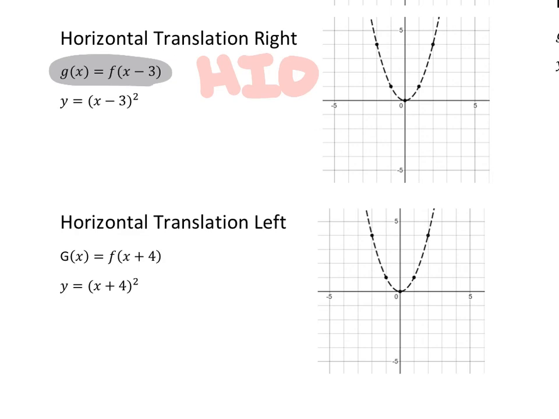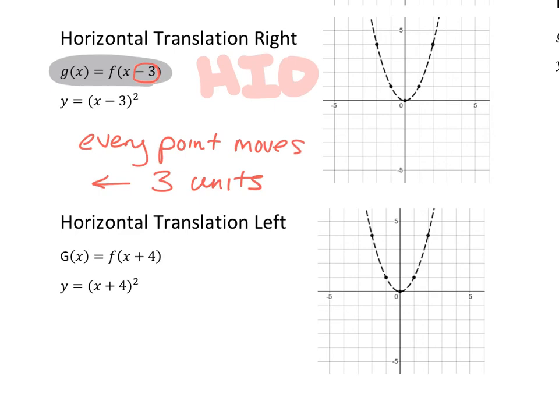Hi-o reminds me that if that thing is horizontal, it's inside parentheses, and it goes the opposite direction than where I think it should. It's going to the right. So I'm going to move to the right how many points? 3. So every point moves to the right, the opposite of negative, 3 units, because it's going the opposite direction since it's inside. Horizontal is inside, goes the opposite way. So let's count our points. This is the vertex, where we start. To graph this, we're just going to move it 3 to the right. 1, 2, 3. It's going to end up here.